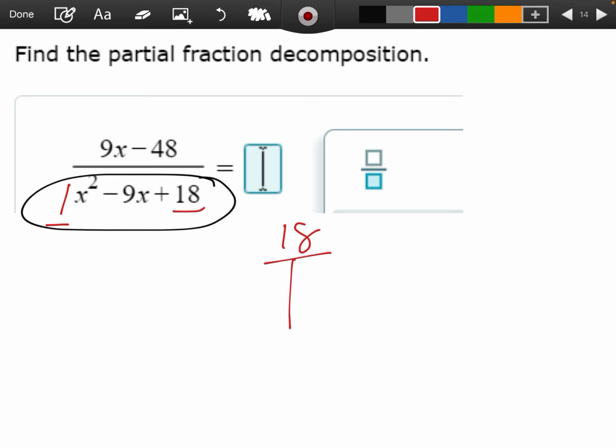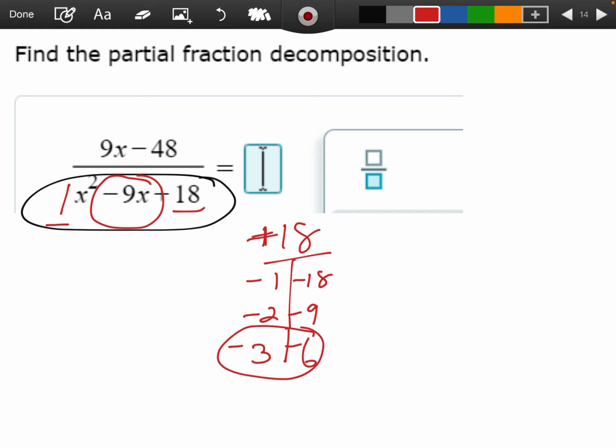And then I'm going to multiply 1 times 18, which is 18. I'm going to make a list of all the numbers that I know multiply to 18. So 1 and 18, 2 and 9, and 3 and 6. I'm looking for the numbers that multiply to 18, but they need to add up to negative 9. Since they multiply to a positive number but add up to a negative, I'm going to make every one of those factors negative, because a negative times a negative is in fact a positive. And if I add two negatives together, my answer is still negative. So notice, negative 3 and negative 6 does give me negative 9.